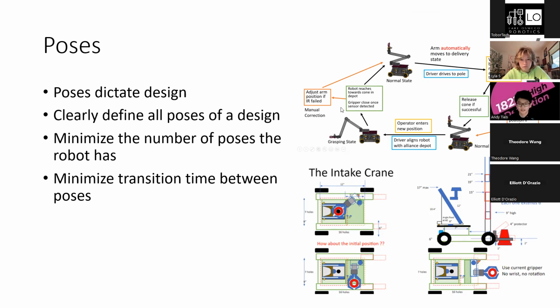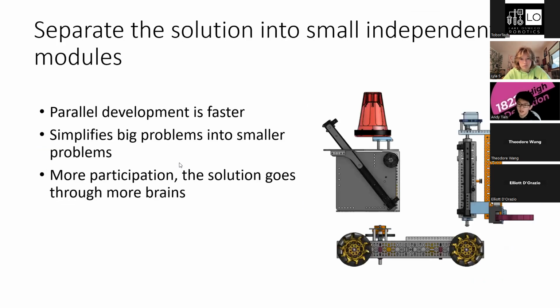So I see a question that says, what is the process for determining the necessary modules for each season? And to that I would argue that this kind of varies year by year. Like last year, there was one simple task, which was just put things on the pole. So for that, we basically broke it up into, first of all, obviously you need to intake the cone and deliver the cone, and so those were the two different modules.